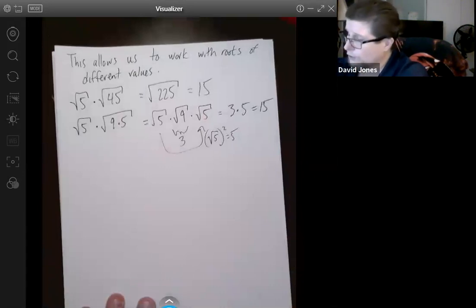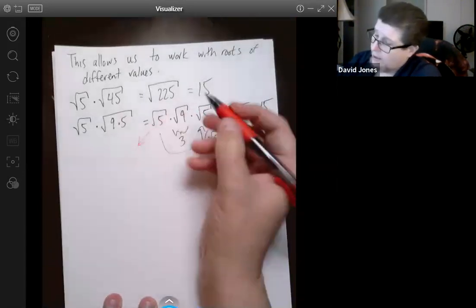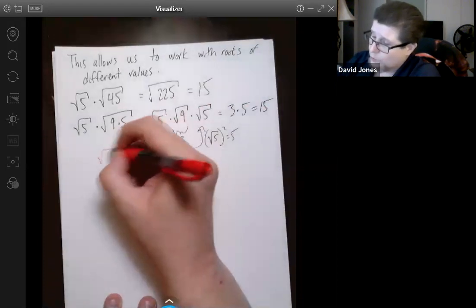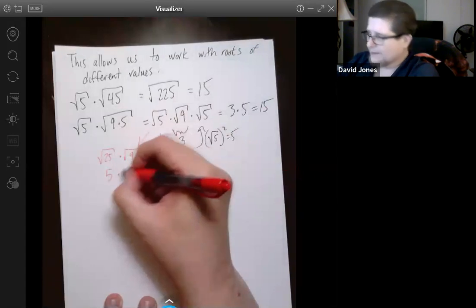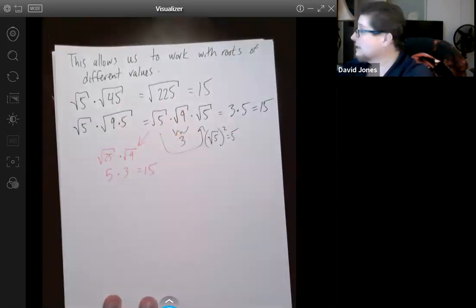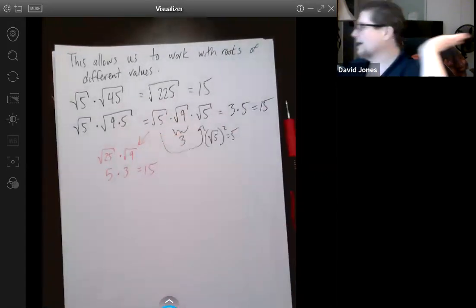Or you could look at this as putting the 5s together, square root of 25 times the square root of 9. And then you get 5 times 3 is 15. So many ways to work with it.